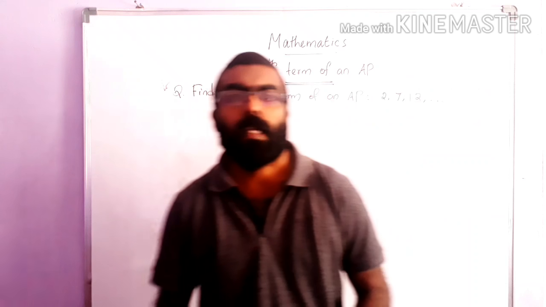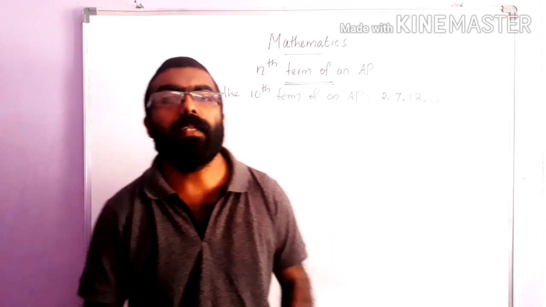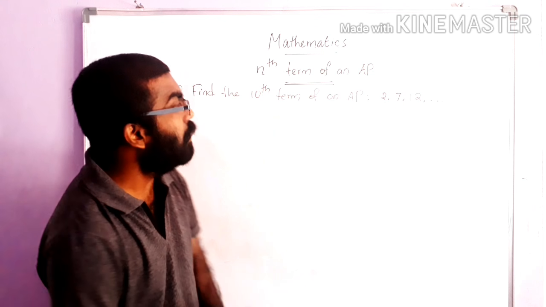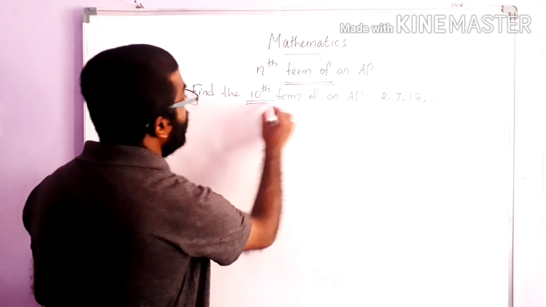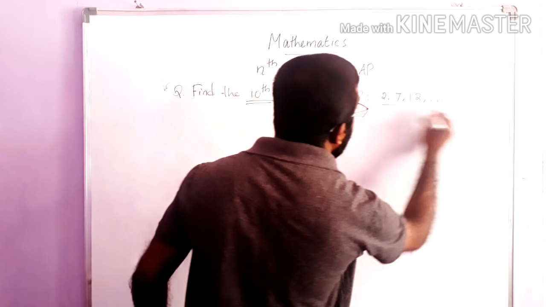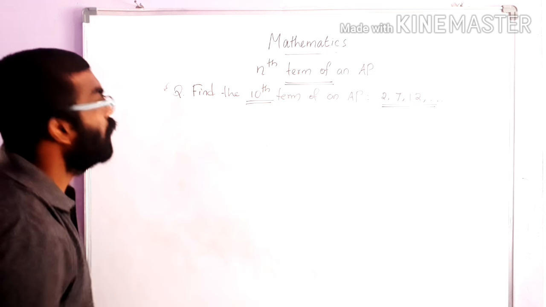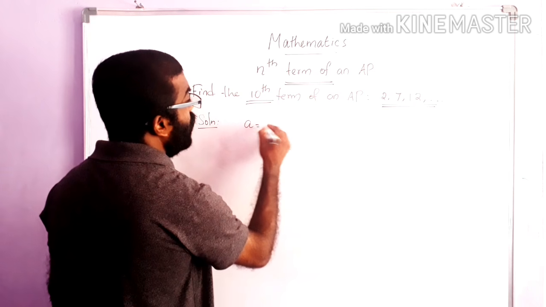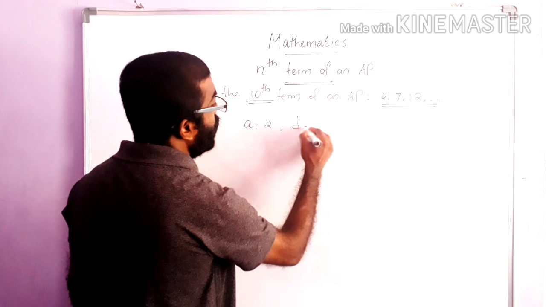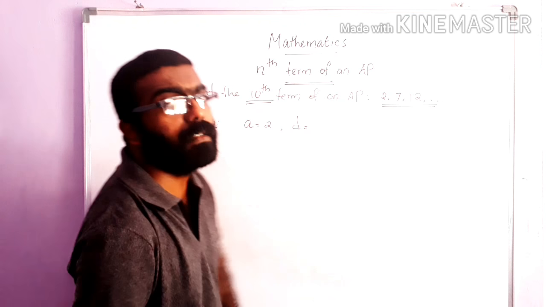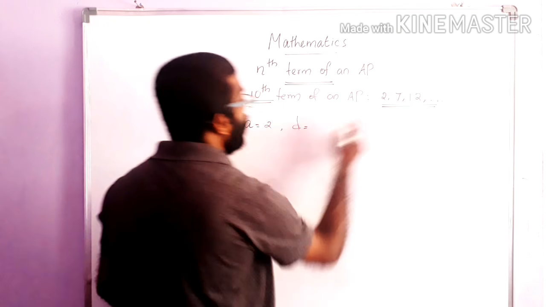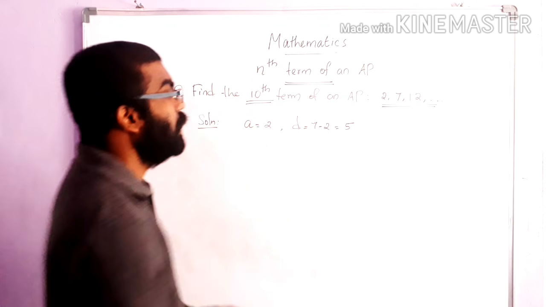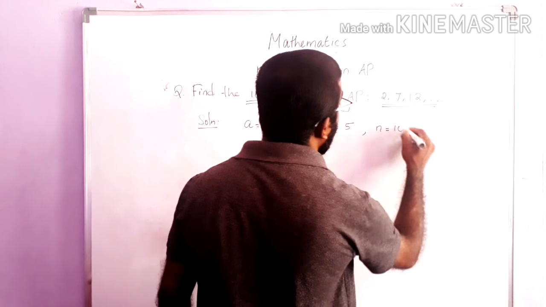Okay, you understood? Now look at this example. Find the 10th term of the AP 2, 7, 12, etc. The given AP is 2, 7, 12, etc. Here the first term A is equal to 2 and the common difference D, we already have the formula, A2 minus A1, second term minus first term. So 7 minus 2, which is equal to 5. And here we have to find the 10th term, so the value of n is 10.